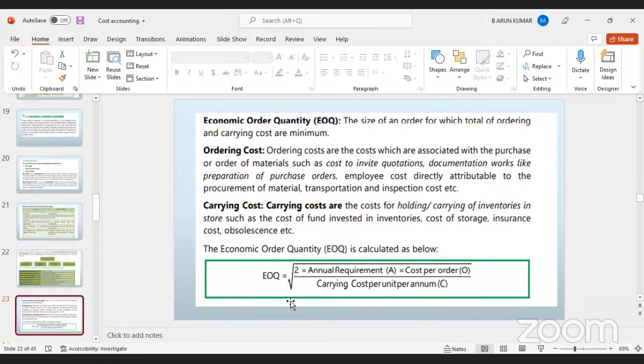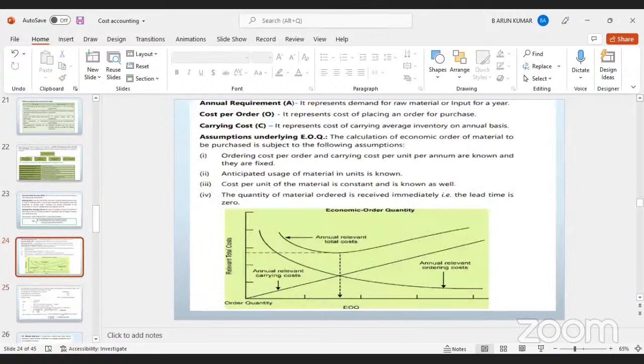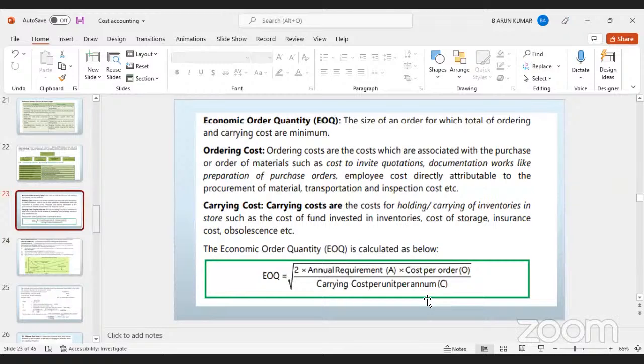EOQ is equal to the square root of 2 into annual requirement, shown as A, into cost per order, O, divided by carrying cost per annum, C. How much amount we spend. A, O and C, the last one.